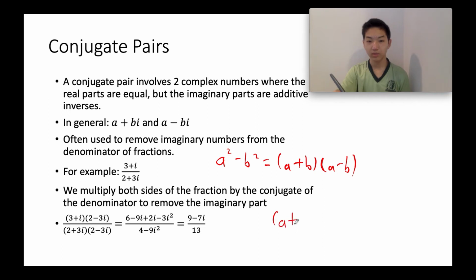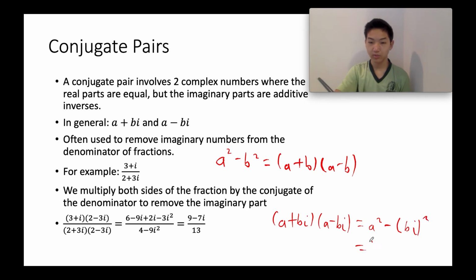a plus bi times a minus bi, well, using that formula, we know that's equal to a squared minus bi squared. Will that be equal to a squared minus b squared i squared? Well, you know i squared is equal to -1, so then that subtraction sign becomes an addition sign, so that'd be a squared plus b squared. So you can see there that we have an example problem.